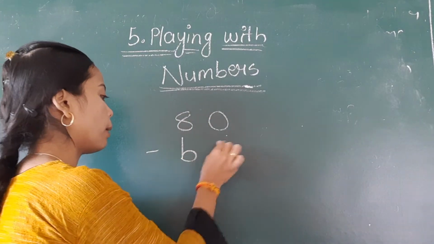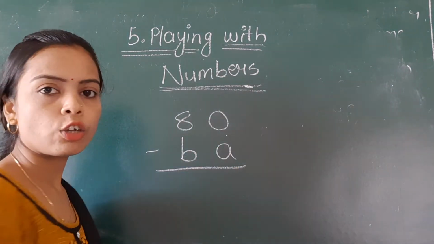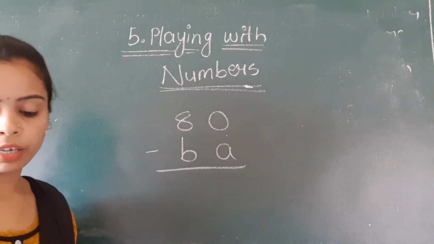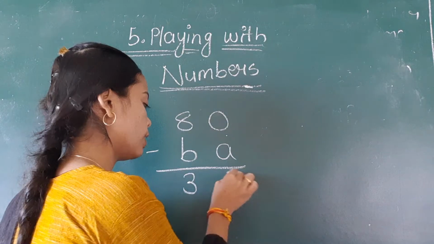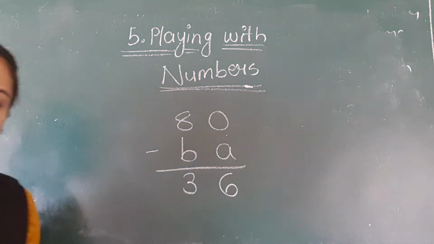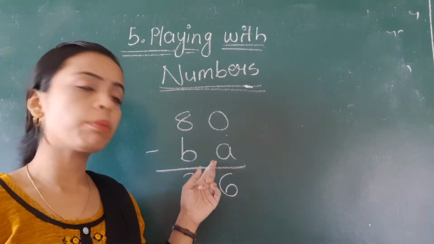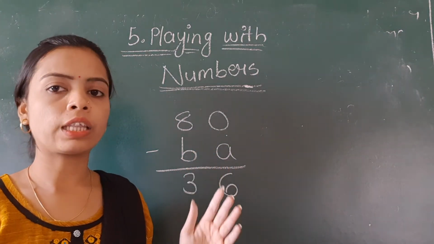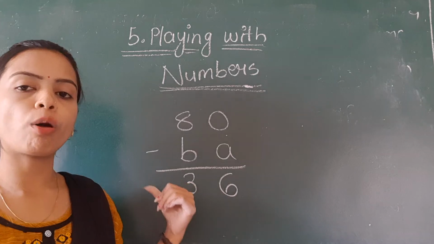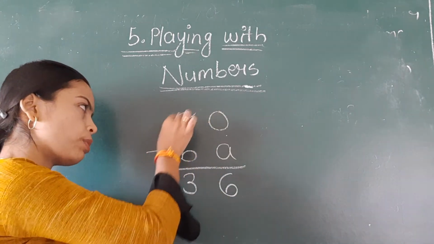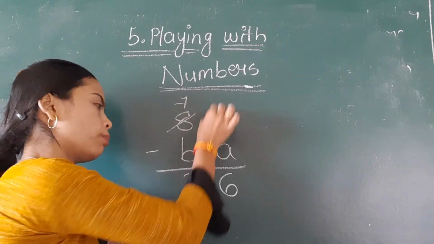minus BA, and in the denominator it is 80 minus BA is equals to 36. Now as we know, as we do the subtraction, we know 0 में से कोई भी नंबर subtract नहीं किया जाता है, and we are taking a borrow from the numbers aside. So I'm taking the borrow from here, so it is 7 and it will become the 10.